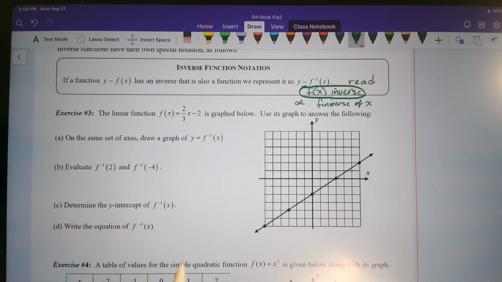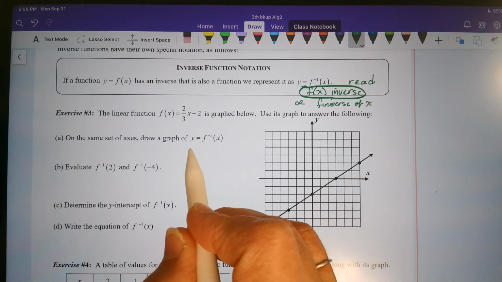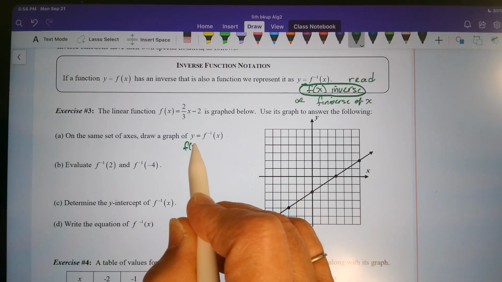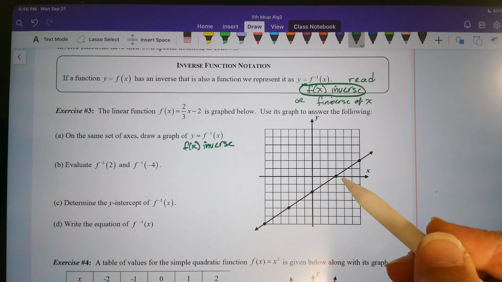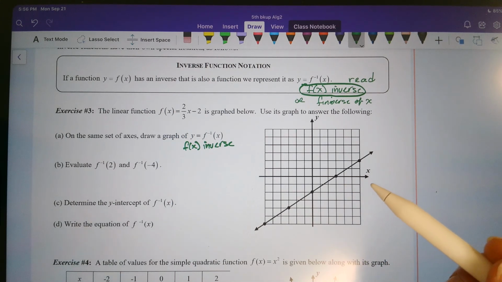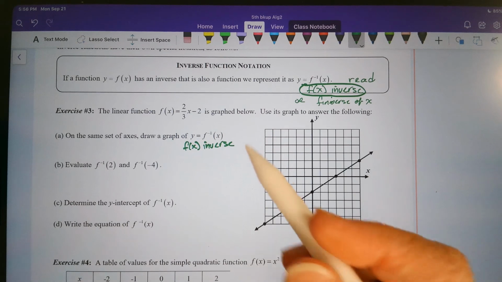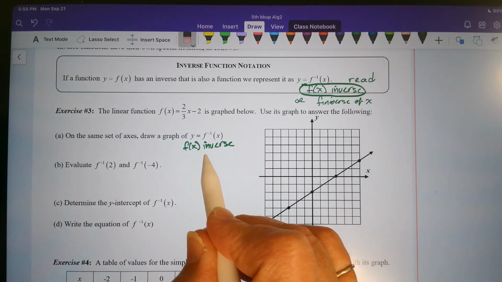Exercise 3: the linear function f of x equals 2/3 x minus 2 is graphed below. Use a graph to answer the following. On the same set of axes, draw the graph of f of x inverse. So what I would do, if we want an inverse, is take a few of these points and switch their coordinates. Switch the x's and y's.